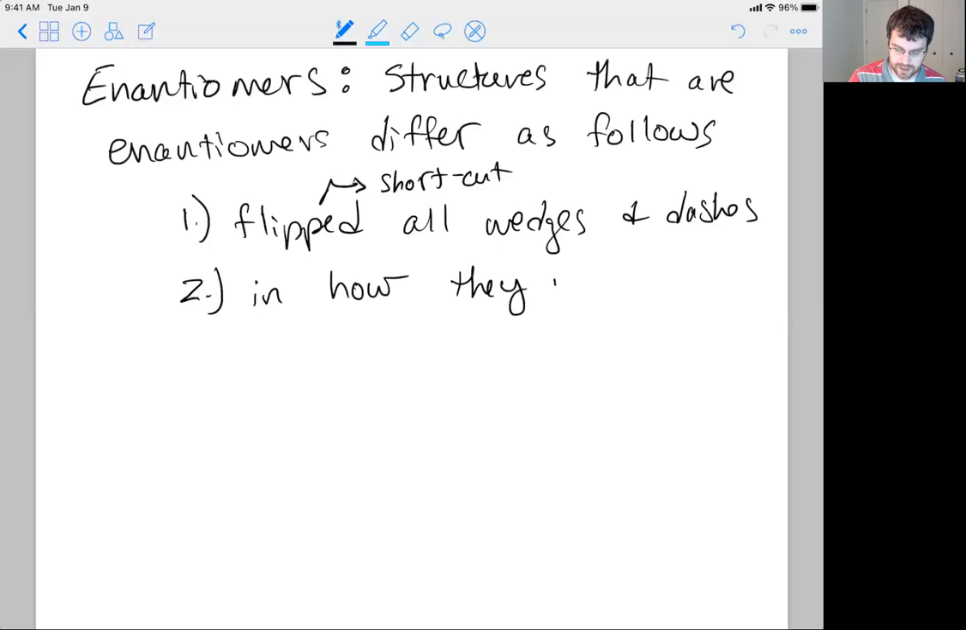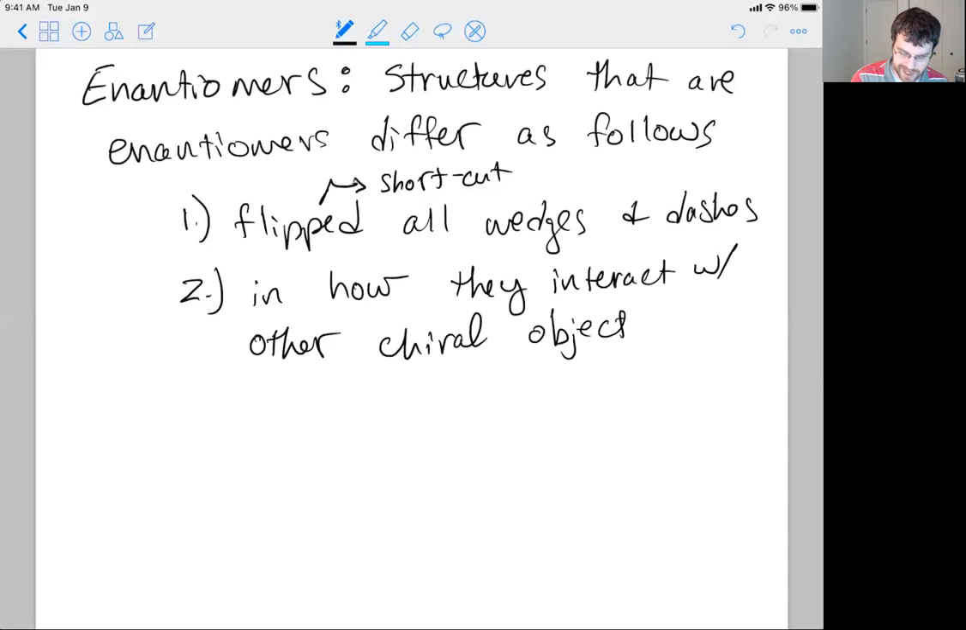they interact with other molecules, with other chiral objects, let's say. Because a chiral object doesn't have to be a molecule. It could be like our hands and feet and stuff. Okay, so we flipped all wedges and dashes, and we differ in how we interact with other chiral objects. So, okay, now how they're similar.